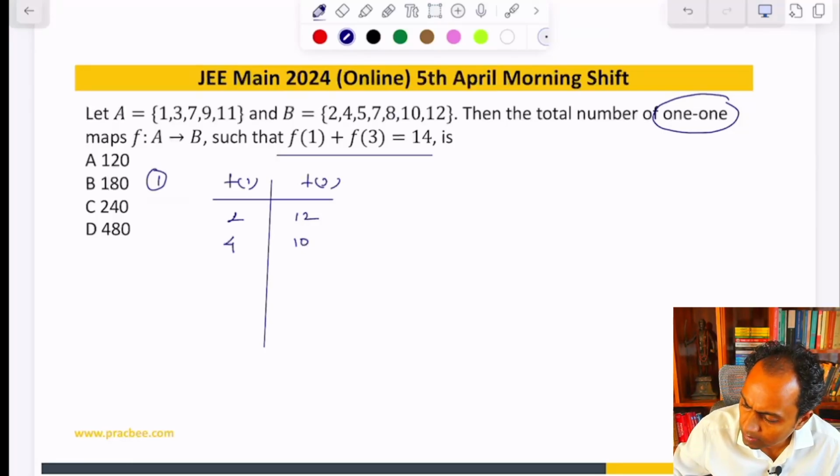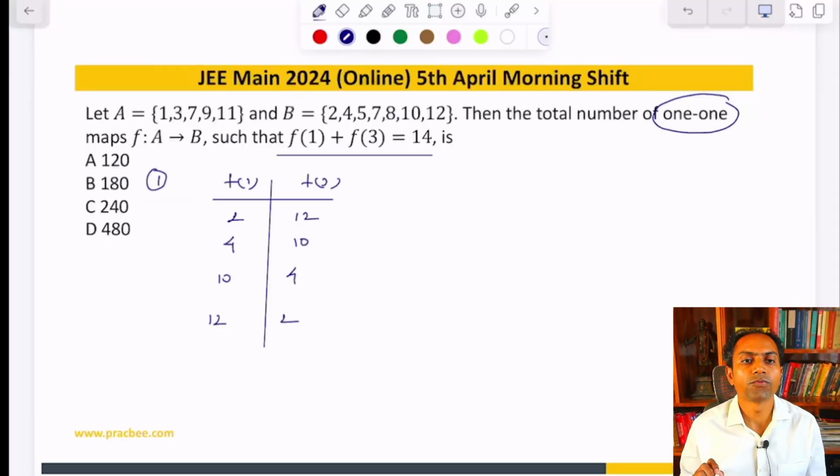And then I will have to take 8. So now what will happen is, corresponding to 8 we have nothing. Again, this is not possible. So the only possible cases would be 10 and then again 4, and then 12 and again 2. So these are the only 4 cases that are possible because we want a one-to-one function, otherwise 7 could have come.